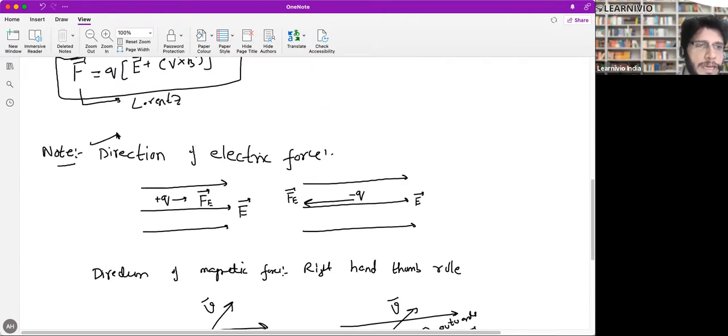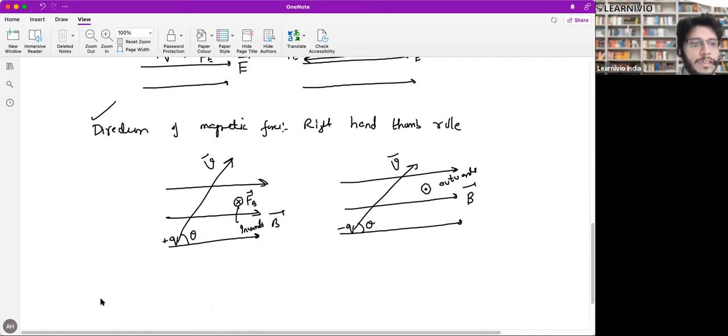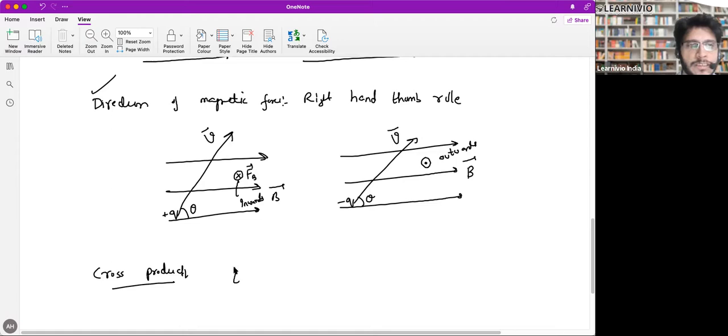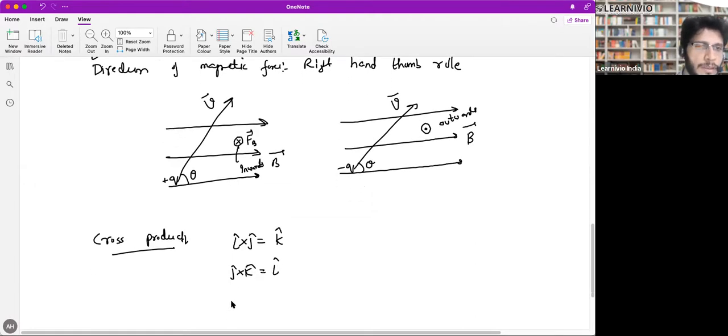Now the third concept is the concept of cross product. You should remember these results: I cross J is K, J cross K is I, K cross I is J. If we reverse the direction, like if I write J cross I, then it will be minus K.